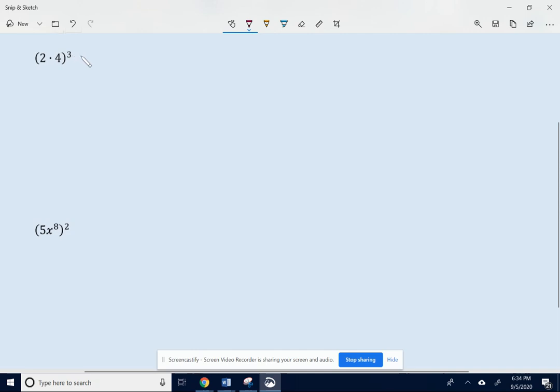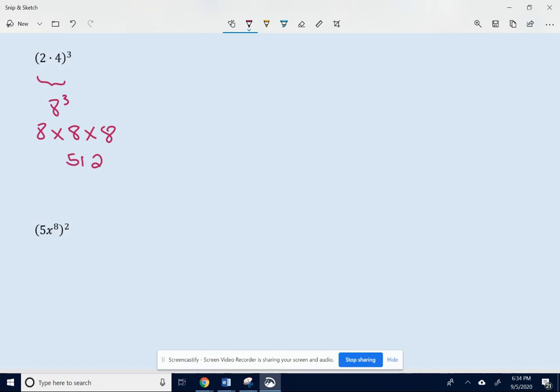Okay, so we're going to look at that, but I want to take just a second. If all I wanted was the answer to this, 2 times 4, all to the third power, I could just use the order of operations. I could do parentheses before I do exponents. The parentheses is 2 times 4, which is 8. And then if I took 8 to the third power, this would be 8 times 8 times 8. Okay, 8 times 8 is 64, times 8 is 512. So just know that that's another way to do it.